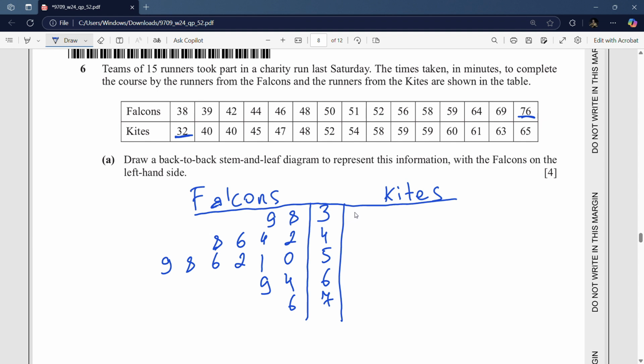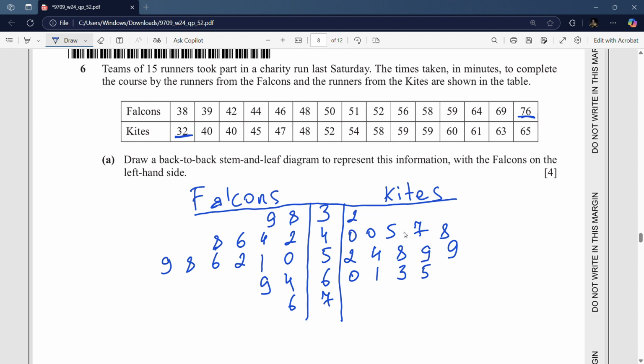And for the Kites, we have 32, we have two 40s, 45, 47, 48, 52, 54, 58, 59, and 59. We have 60, 61, 63, 65.